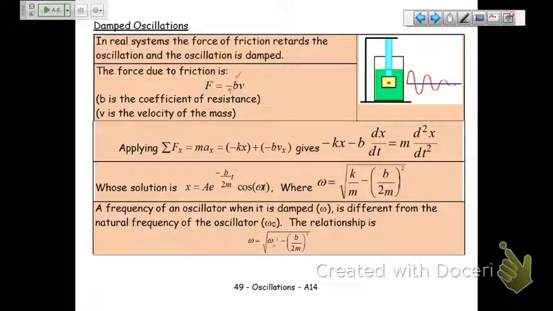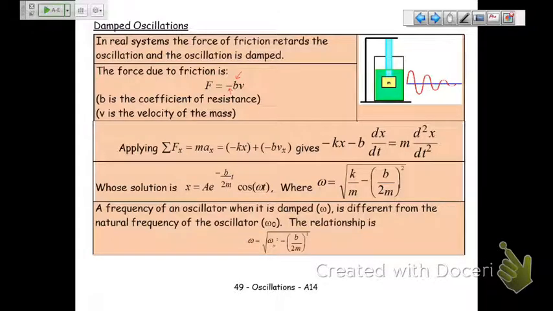This b is a constant, which tells you basically the coupling between the object that's moving and the medium. More viscous, I would expect a bigger b value, less viscous, a smaller b. And the v is the velocity. The b is called the coefficient of resistance.